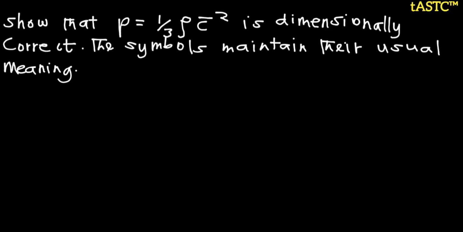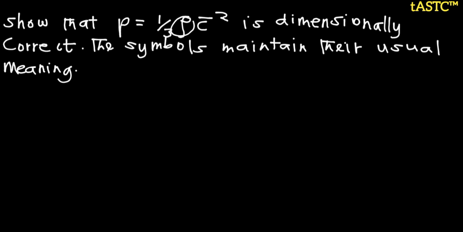Now here is a question for us. Show that P is equal to 1 over 3 rho c squared is dimensionally correct and the symbols maintain their usual meaning. Now we have this as P. P is actually the pressure of the gas. In this case, we're actually considering a system of gases.